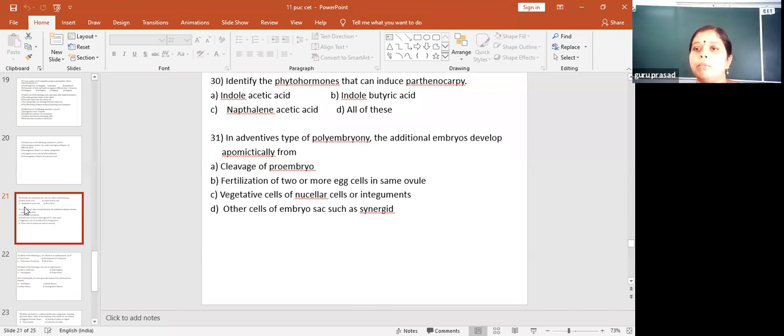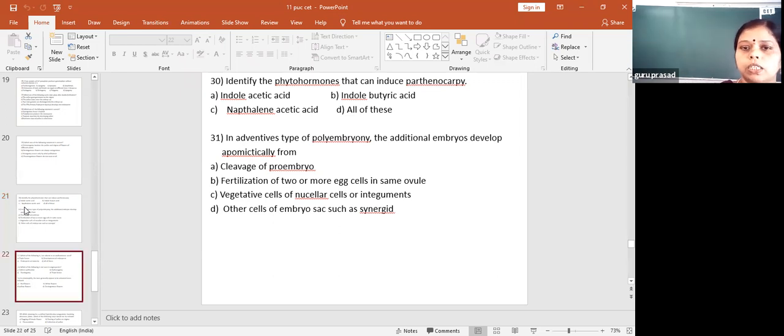The adventive type of polyembryony, as we said in the last question, has only a slight twist in the question. The additional embryo develops apomictically, directly from the diploid egg, without fertilization, that is apomixis. Vegetative cells of the nucellus or integuments protrude into the embryo sac and develop as embryos, as do other cells of the embryo sac such as synergids. So which is the correct option here? Option C is the correct answer.